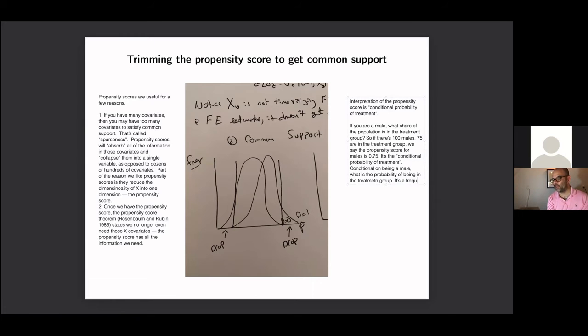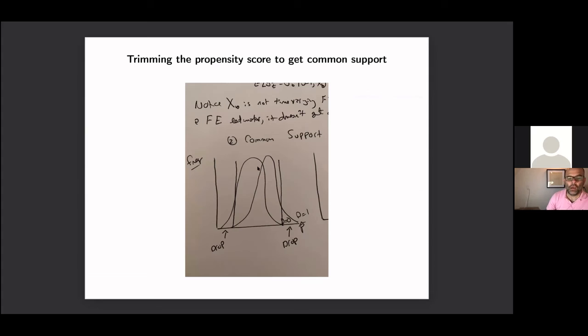It's a frequentist definition, not a Bayesian one. All right, so we've got this distribution here of the propensity score. I'll usually use p hat. And here's the treatment group propensity score, and here's the control group propensity score.